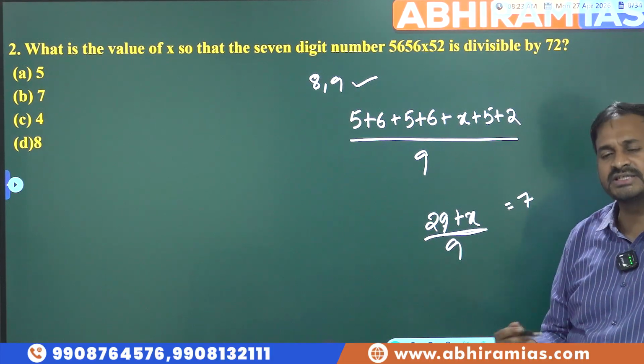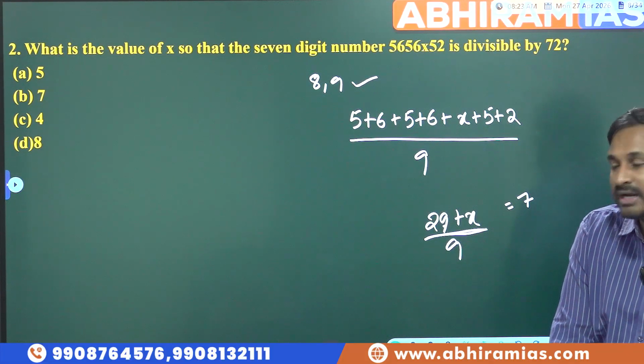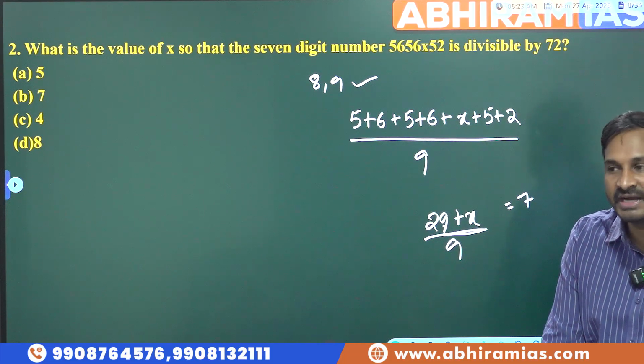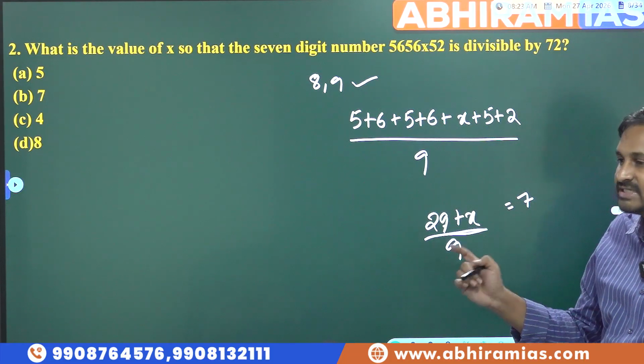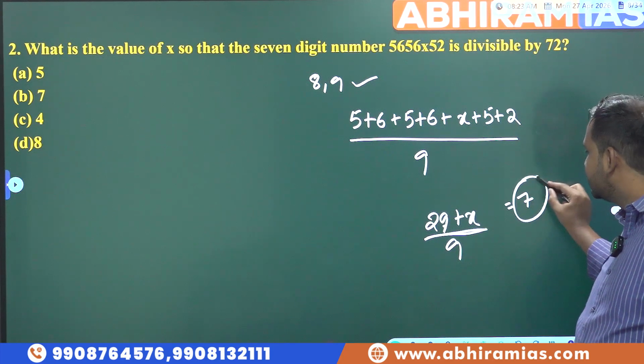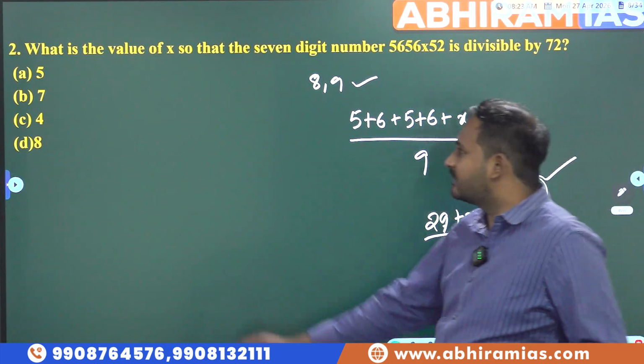Next multiple ఏంది? జస్ట్ random గా అడుగుతున్నాను. What is the next multiple? 45. What number I should add to 29 to become 45? 16. But can I add 16 here? No. Why? Because x is a single digit. So ఒకటే possibility ఉంది, ఏంటది మనకి 7. There is only one possibility, that is 7. Directly that will become our answer.